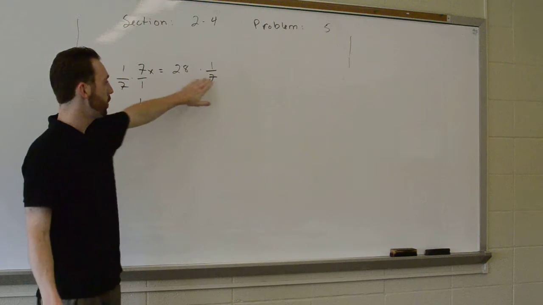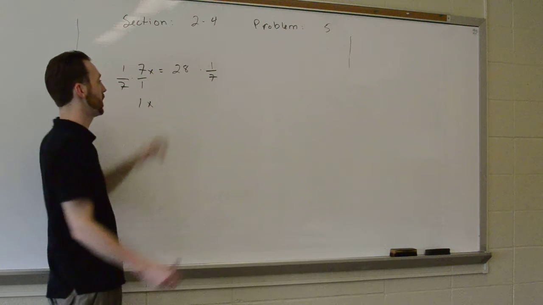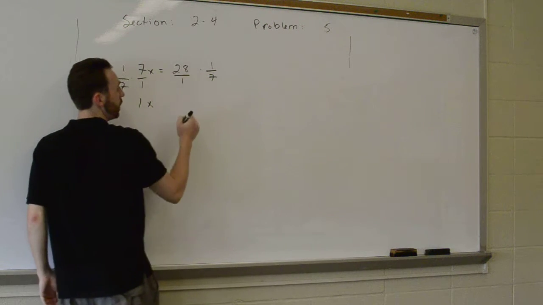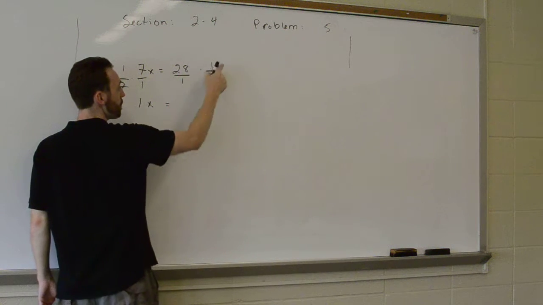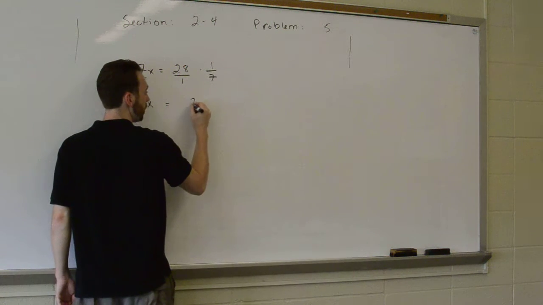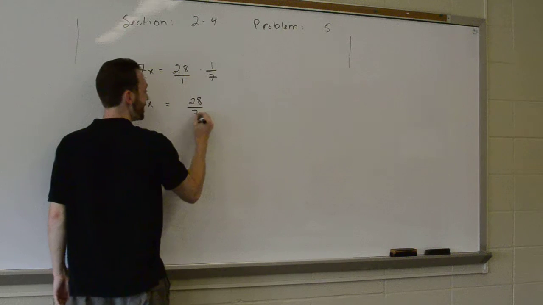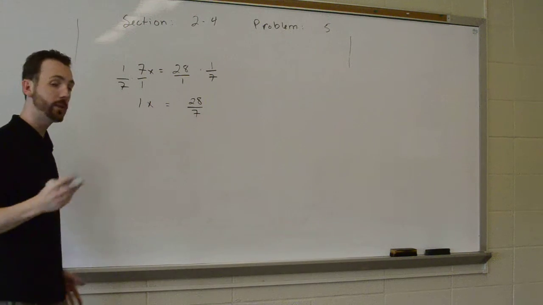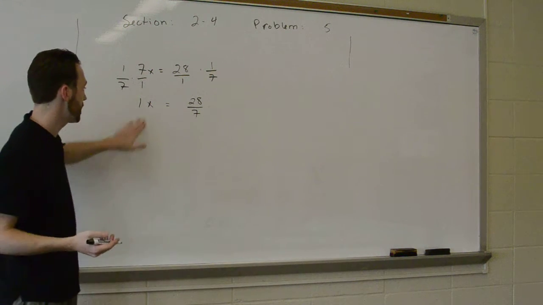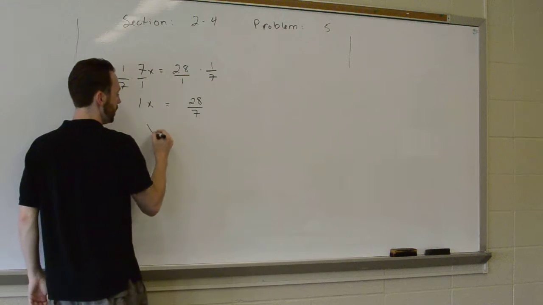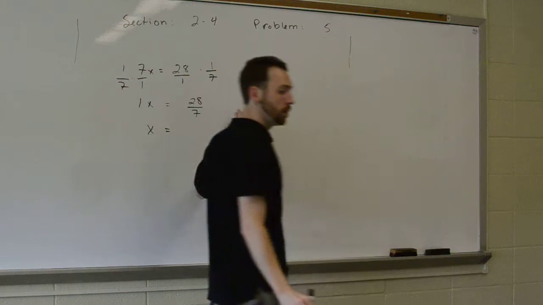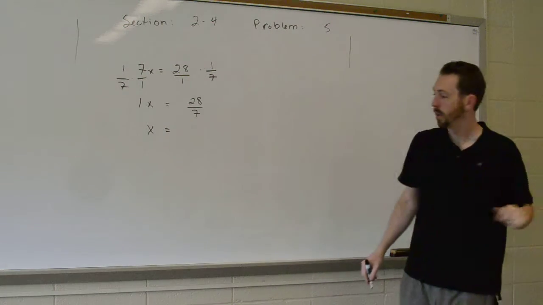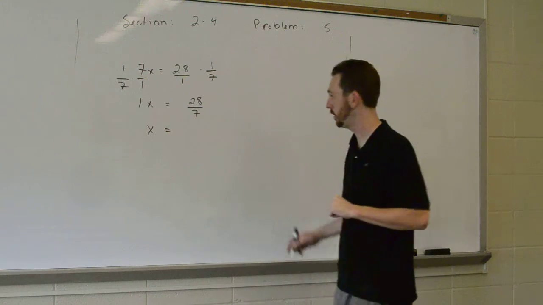On the right, we can do a similar thing where we put the 28 over 1. So we have 28 over 1 times 1 over 7, means that when we multiply these together, we end up with 28 over 7. Now we just need to simplify. So the left-hand side simplifies because the 1 drops out, giving us x. The right-hand side simplifies by either doing prime factorization, or we can just put this into our calculator.